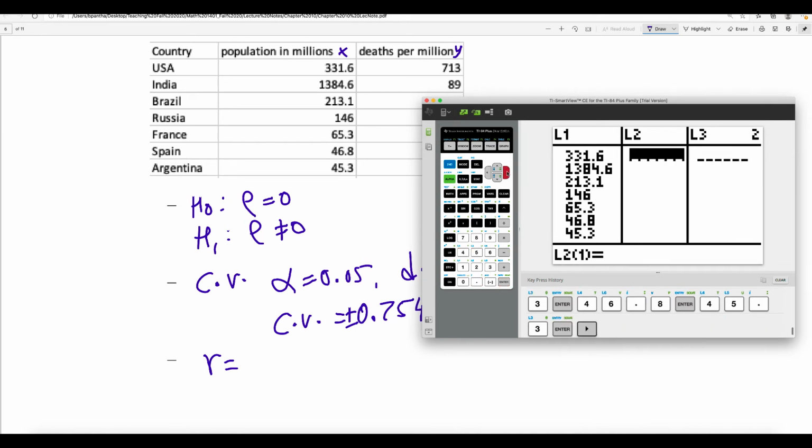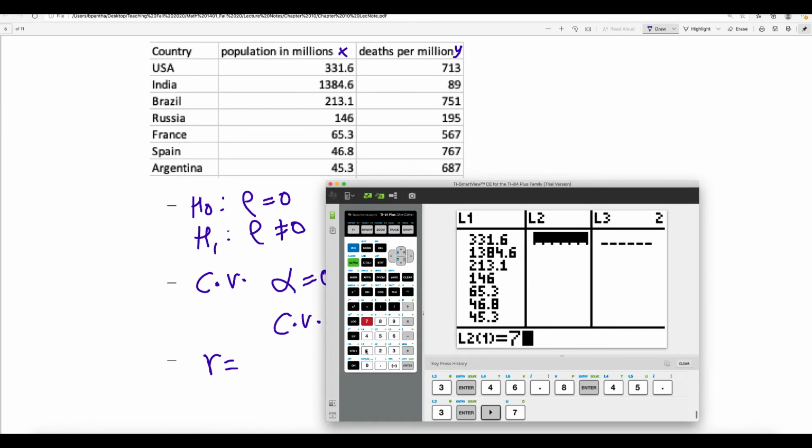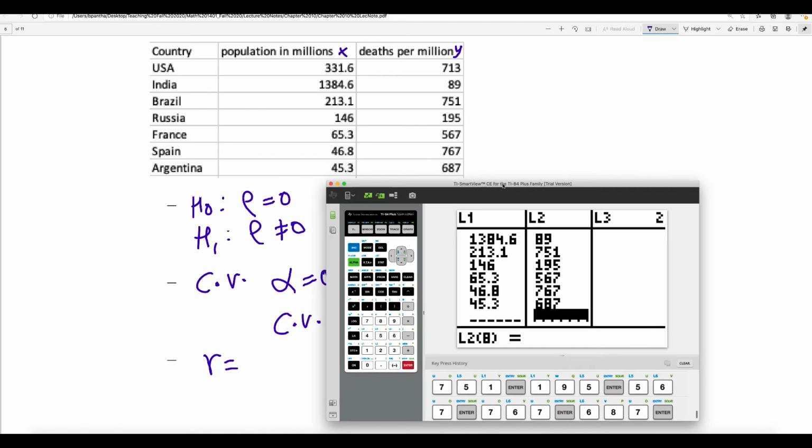So these are the populations of those countries, and then the total number of deaths related to COVID is 713, 89, 751. These are per million population. And 195, hit enter. 567, hit enter. 767, hit enter. And 687, hit enter. Okay, so these are the population in millions and the number of deaths per million population.